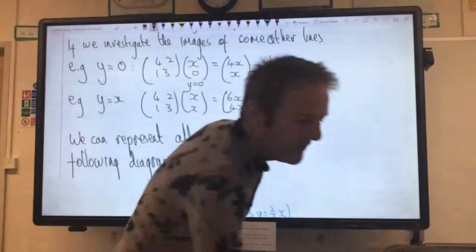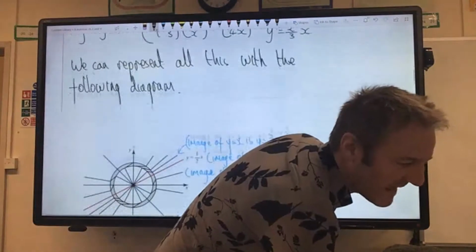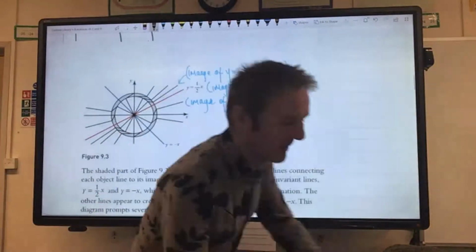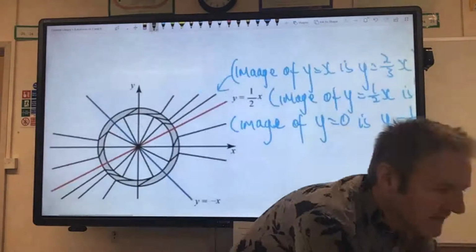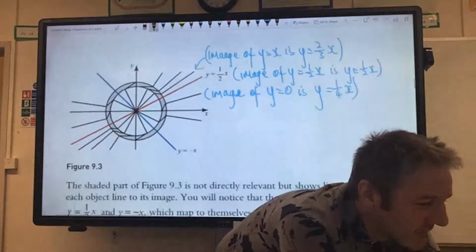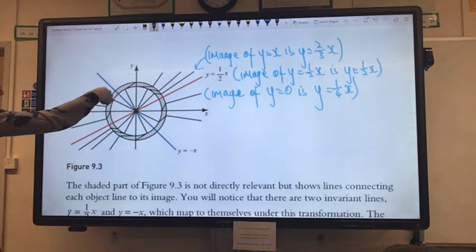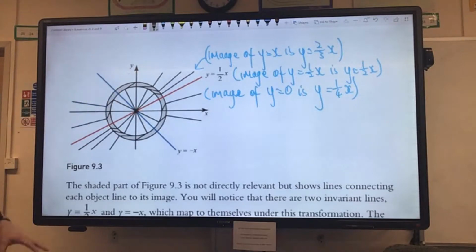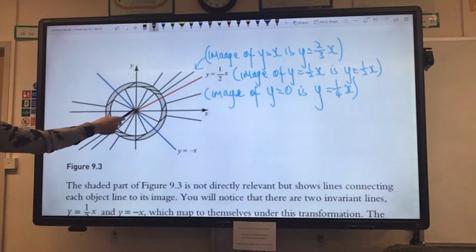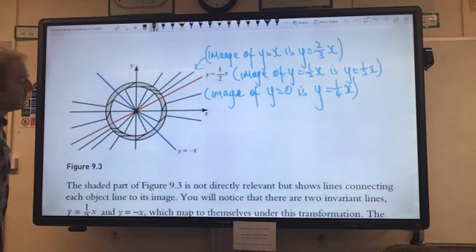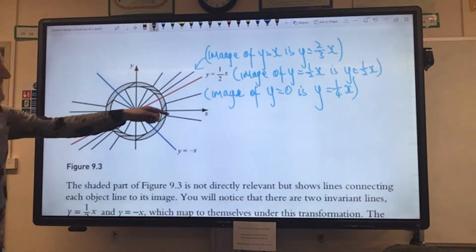Okay, there's a diagrammatic way of putting all that together. It looks fairly complicated. Can you all see that? Hard to interpret. I'll try and explain what it means. Inside this circle, this shaded ring, doesn't have any great significance itself, but inside the circle, we're drawing the object lines, the original lines, and outside the circle, we're turning them into the image lines.